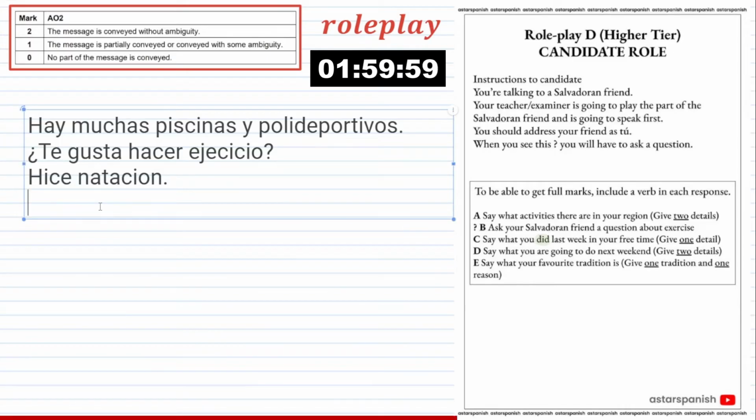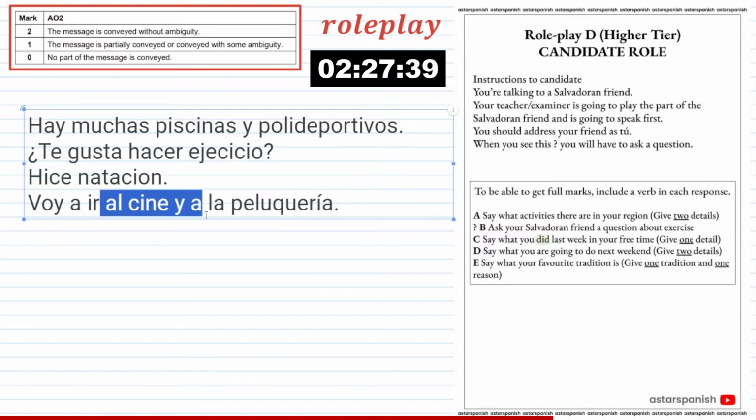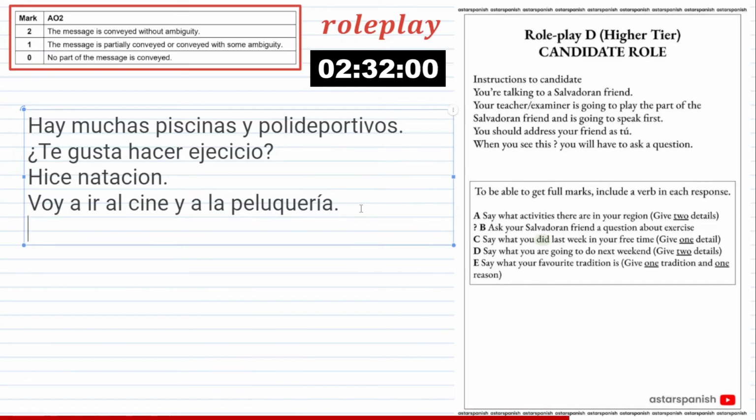And then next one says, say what you're going to do next weekend, give 2 details. So I would use the near future tense, or you can use the normal future tense, saying something like iré, I will go. However, I'm going to say voy a ir, so I'm going to go. And then 2 places, it says 2 details. So voy a ir al cine y qué más. Y any other place, let's pick. Let's do a random. Let's do hairdresser. A la peluquería is how you say that. Peluquería, for example. So I'm going to the cinema, and then the peluquería. You can say something simple like the beach or something. I just picked that place there.